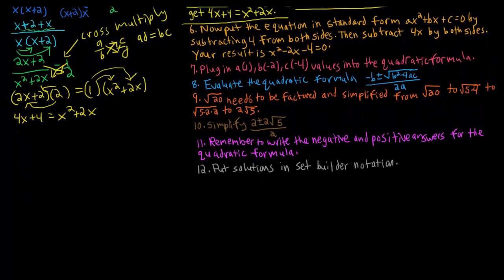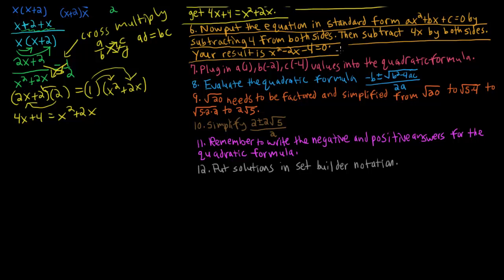Okay, so now for step 6, we want to put the equation into standard form, which was our initial goal. We wanted to put it into the form ax squared plus bx plus c equals 0. And we can do this by subtracting 4 from both sides. Then we need to subtract 4x from both sides, and our result should be x squared minus 2x minus 4 equals 0. So we want to get 0 on one side. We want to get this into standard form.